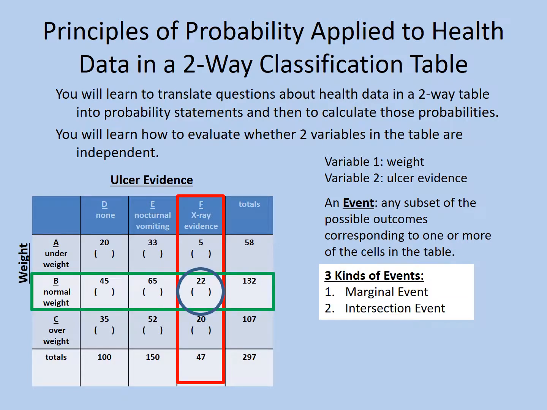A second type of event is called an intersection event. Here we see that 22 subjects have both X-ray evidence and normal weight. Thus, this event represents the intersection of the row of normal weight and the column for X-ray evidence.